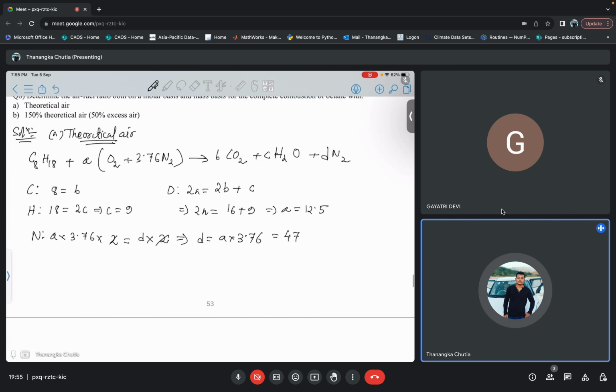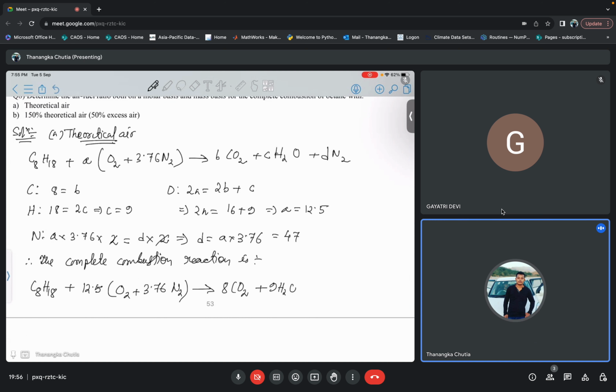So that means now, therefore, the complete combustion reaction is what: C8H18 plus 12.5 times O2 plus 3.76 N2. And this gives 8 CO2 plus 9 H2O plus 47 into N2.